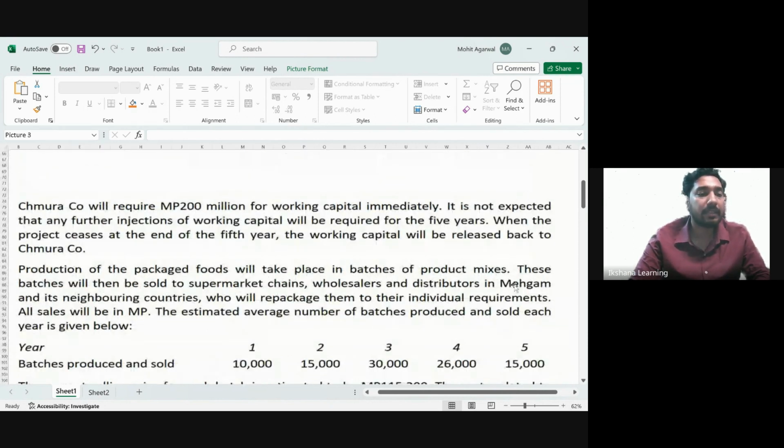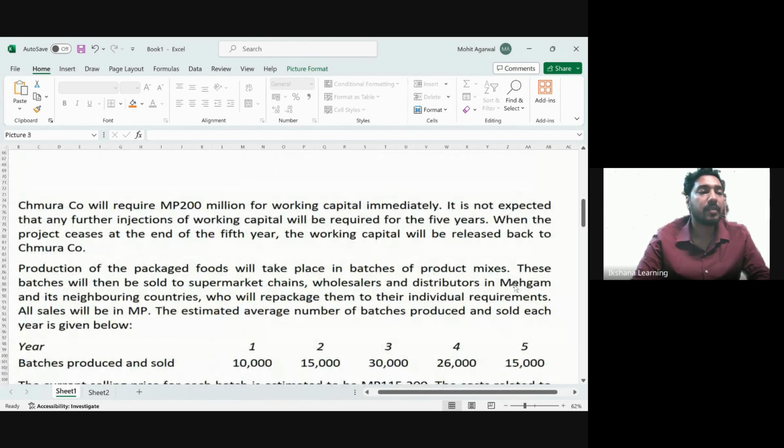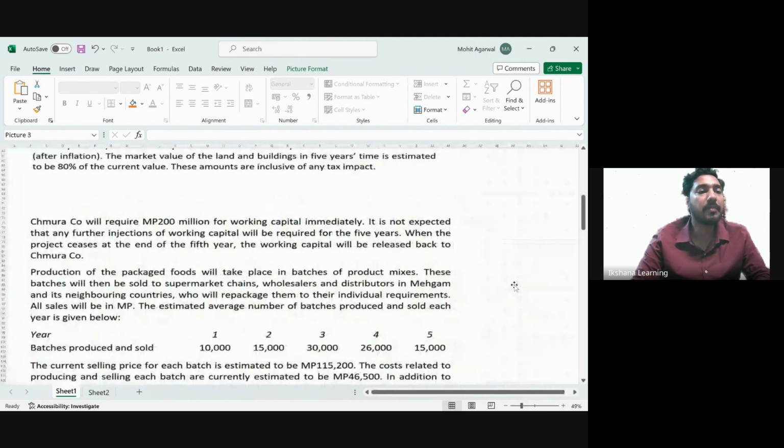Now this is the part we require to start the question. Chimura will require MP 200 million for working capital immediately. It is not expected that any further injection will be needed. So it's very simple: just input the working capital at T0 and reverse it at the end of the project, that is, the 5th year.